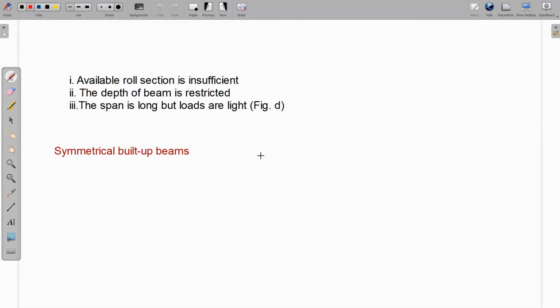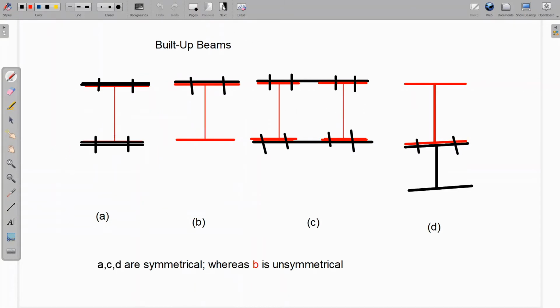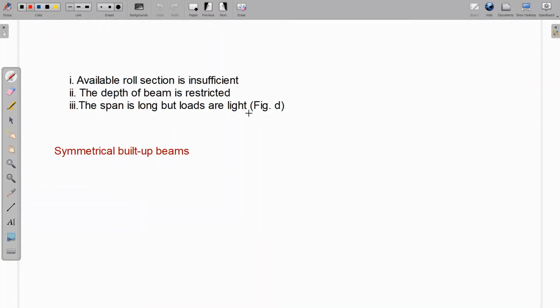Now the question is why should we go for a built-up section? Number one reason is that the area of the rolled section is not enough to carry the load, or the load carrying capacity of that particular rolled section is not sufficient, so we have to put extra material on it. So, the section is insufficient. Sometimes we can restrict the depth. If I increase the I section, its depth and area may increase, but if we restrict the depth, then we cannot use a simple I section. In that case we have to go for two I sections together. Or the span is long but the loads are light. Sometimes we have lesser loads but the span is very long.